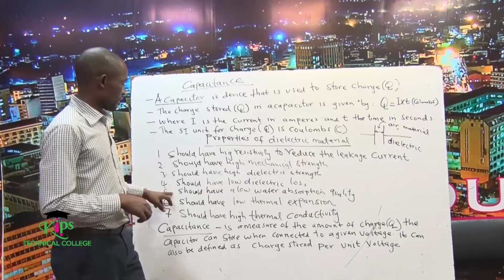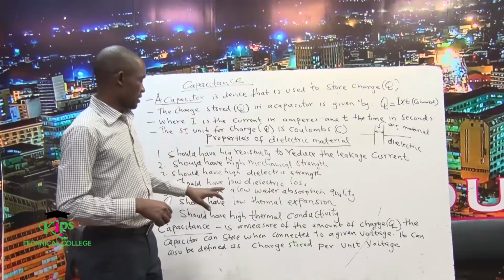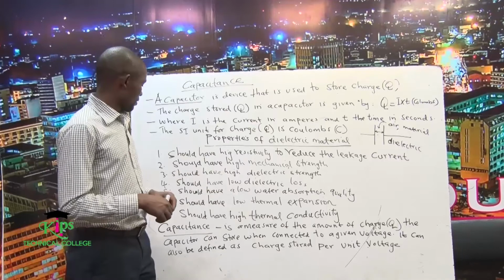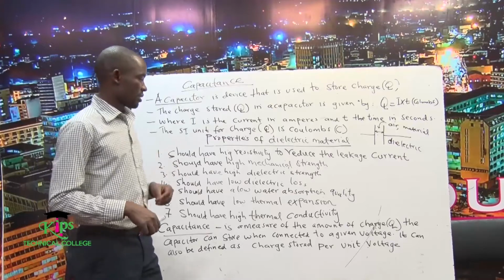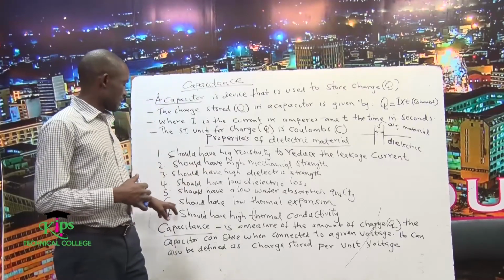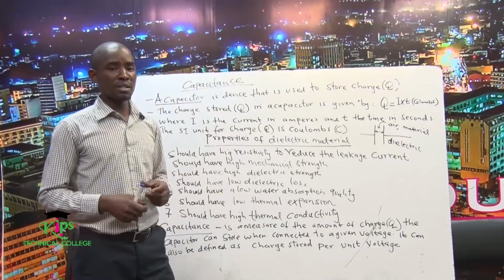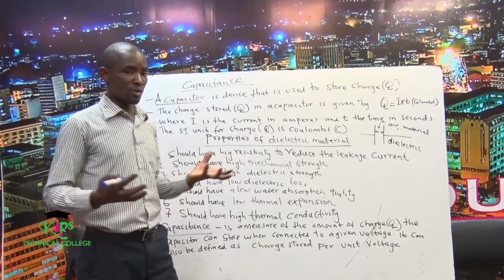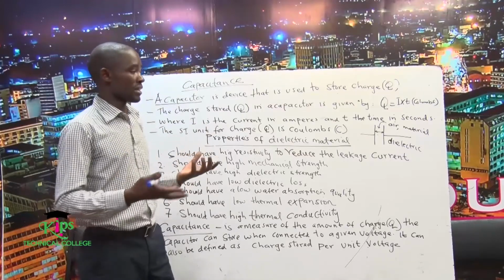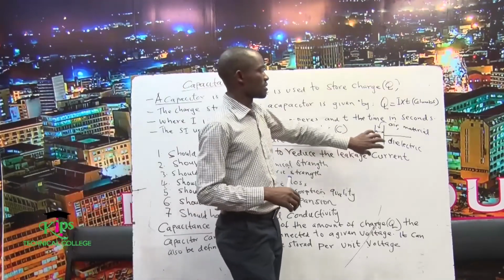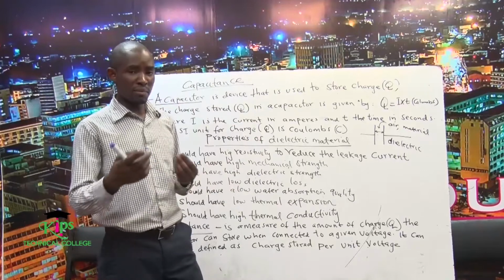We move to number 5. It should have low water absorption, meaning it should be a material which does not absorb water, because if it absorbs water, it is going to compromise the capacity to store. Number 6, should have low thermal expansion. That material should not be one which can easily expand or contract. The material should remain in its position without being affected. So this material should not be so much affected by atmospheric or external conditions like temperatures and the rest.